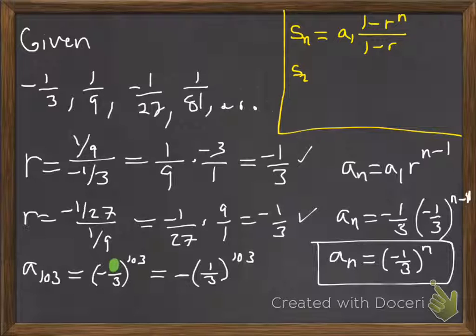I just need to know how far I have to go. So in this case I need to go to 22. I know what the first term is. I know what the common ratio is. So then it's just plug it in.